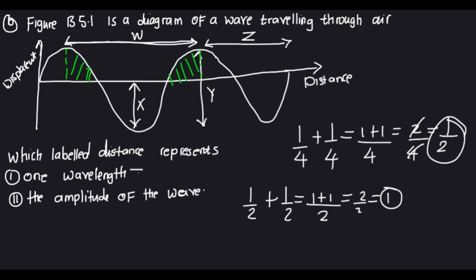So the answer for Roman number 1 is W. Because this Z is not making one wave, we only have this half here plus a quarter. So we have 3 quarters, or 3/4. Then let's look at Roman number 2, the amplitude of the wave. So the amplitude is just the maximum displacement of a point in the wave from its rest position. So this line here indicates our rest position. So the distance from here up to here is our amplitude, or this one. We just know that this distance here is equal to this distance. So we'll use now letter X. So this is how we can answer this question.